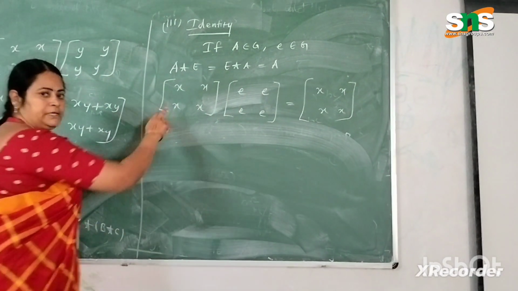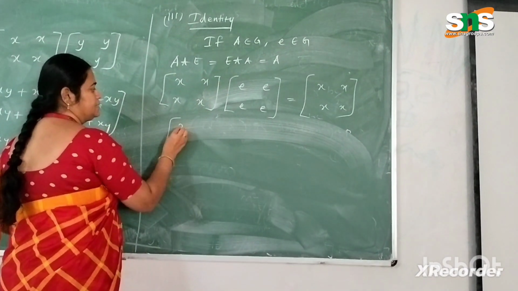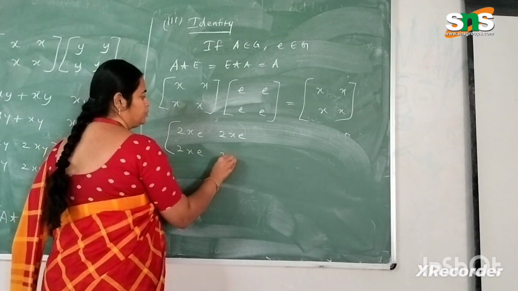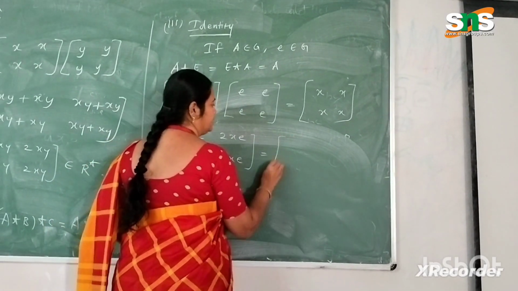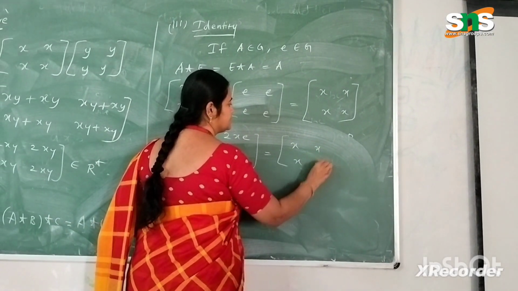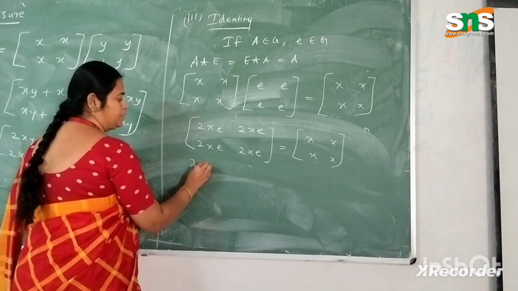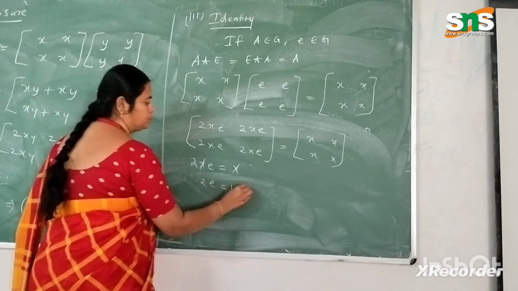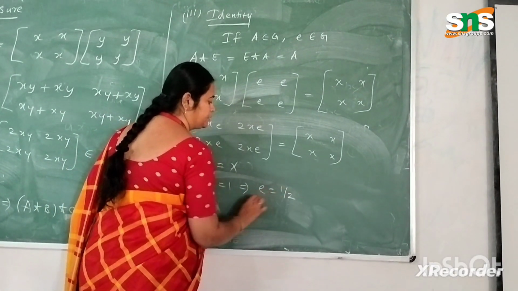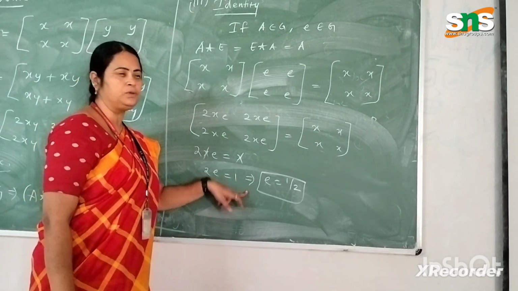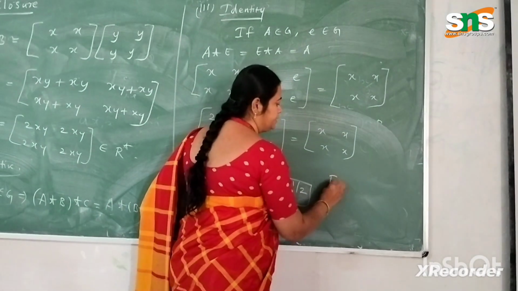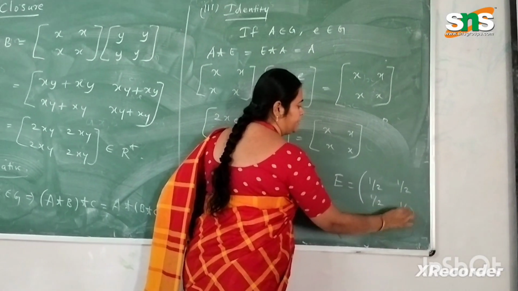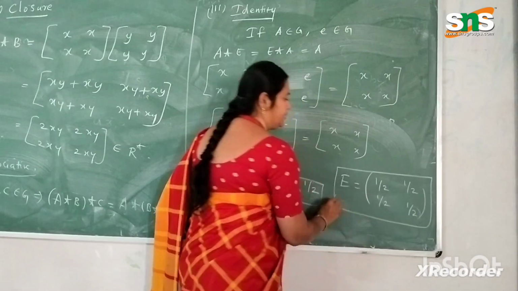When you multiply this, you get xe plus xe, that is 2xe. Similarly, here also 2xe in every entry. On the right hand side we are having x, x, x, x. When you equate, 2xe equals x, so x gets cancelled. So 2e is equal to 1, or e is equal to 1 by 2. So our identity element e is 1 by 2. When you substitute, you get the identity matrix E to be [1/2 1/2; 1/2 1/2]. So this is our identity matrix E.